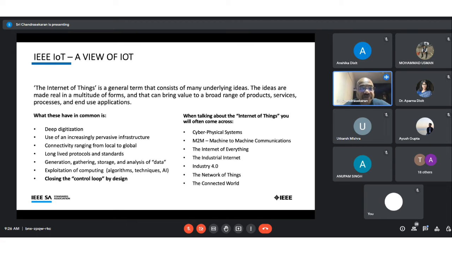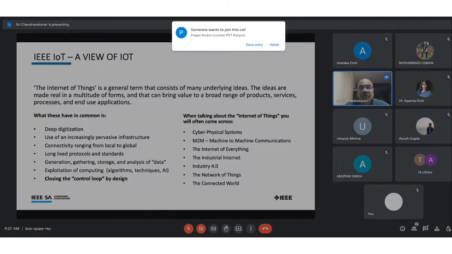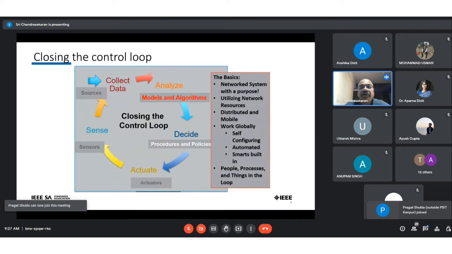And what is the purpose of generating the data? The purpose is to ensure that we are able to store it and make analysis, and then you get machine learning into the picture, and that's where we are exploiting the computing, whether it is machine learning algorithms, deep learning algorithms, AI techniques. And the whole idea behind all this is you have to close the control loop by design. So when we talk about control loop by design, we want to create global self-configuring systems that are automated and have the smarts built in.